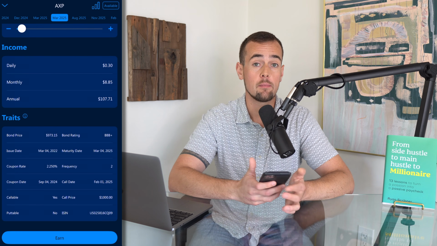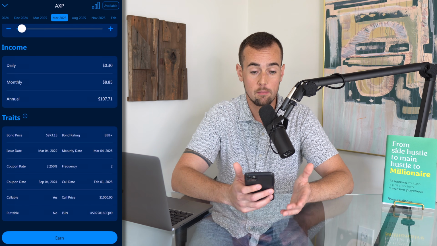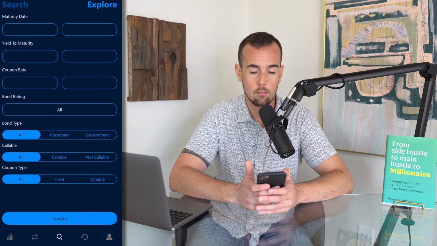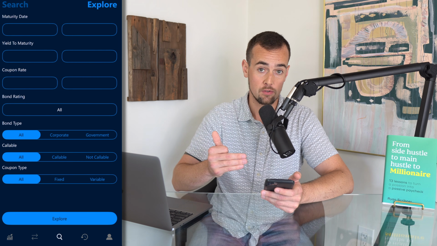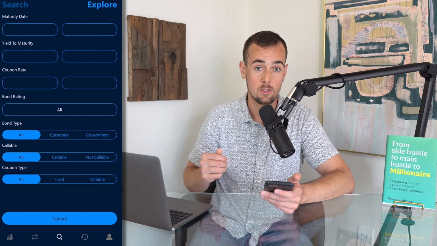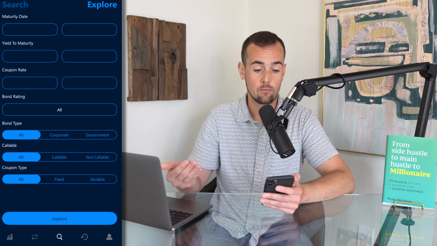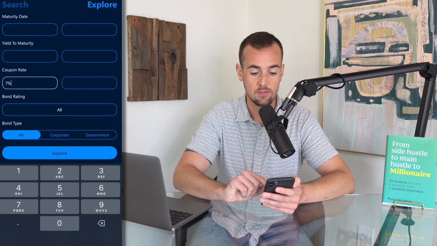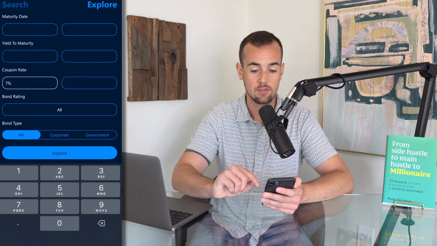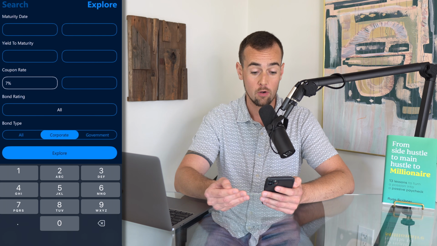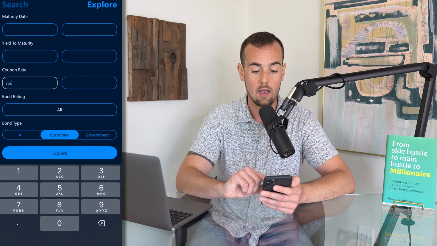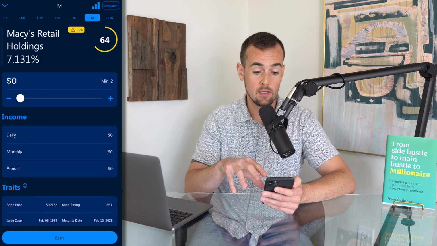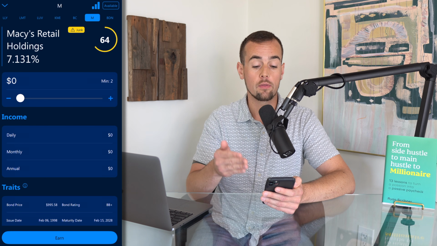But if you're looking to find bonds with a certain criteria in mind, you can click the back button here and then click on this Explore tab, and this gives you multiple filters that you can deploy to look for specific types of bonds. So for example, if you were looking for a minimum coupon rate of 7%, you could set this at 7% and then make sure you're looking for corporate bonds. And at that point, you would click on the Explore button. This led me to finding these Macy's bonds that are currently yielding 7.131%.